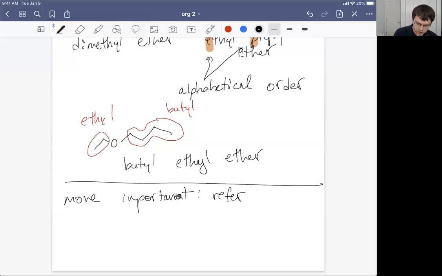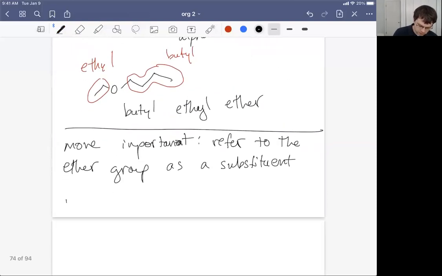Refer to the ether group as a substituent. Okay. Now, what do I mean by that? Okay, so a little bit of a review.